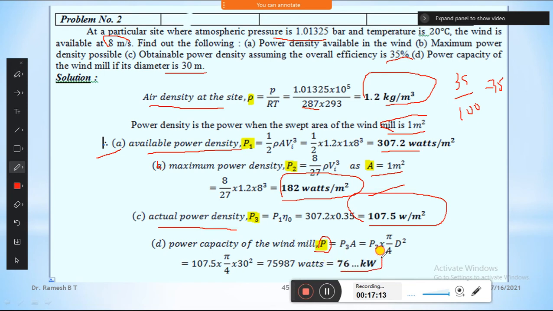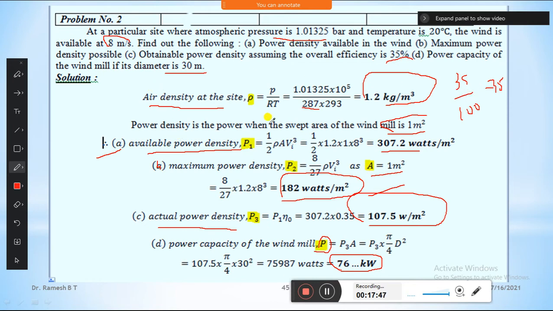So the maximum from that swept area, from that diameter, with the help of these constraints, we took the efficiency as 35%. If you go with the Betz law, the power output will increase from 76 to maybe 100 or 110 kilowatt. But if we go with the actual efficiency, that is 35%, finally we get the power equal to 76 kilowatt.